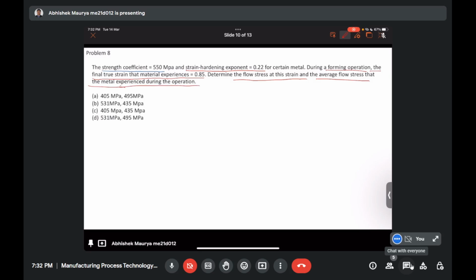So if we talk about the stress strain curve again, this is the stress, this is the strain. We will talk about the true stress strain, sigma and epsilon. So how does it look? It looks something like this for a typical material. Till here we have elastic deformation, and after that this is the plastic deformation.